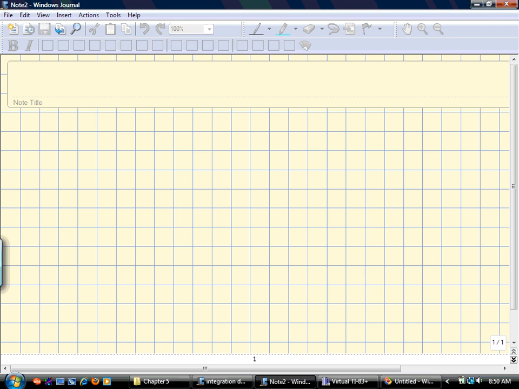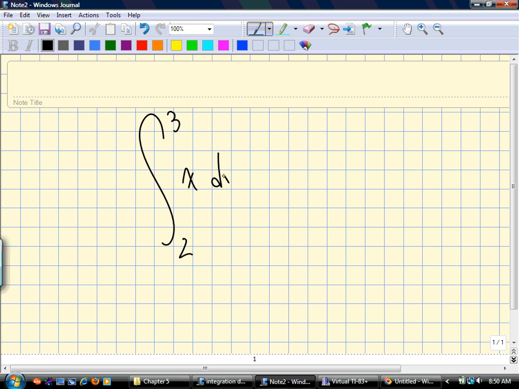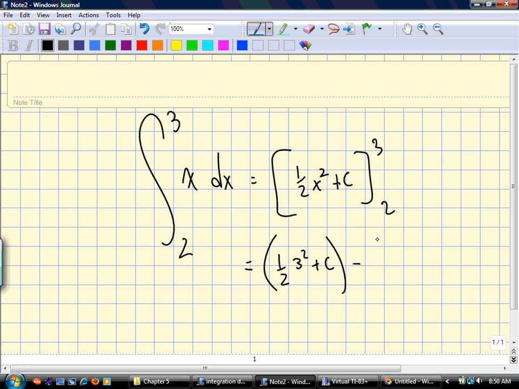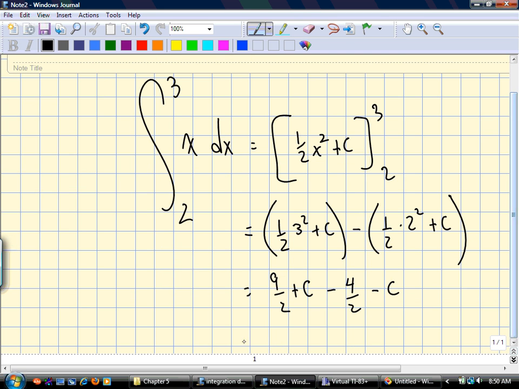Okay, so if I want the area from 2 to 3 of x dx, what I'm saying is you need to find the antiderivative. And to find the answer, you're going to substitute 3 in for x, and you're going to substitute 2 in for x. So 3 squared is 9, 9 over 2 plus c minus 4 over 2 minus c. Hey, Mr. F, it's 5 over 2.